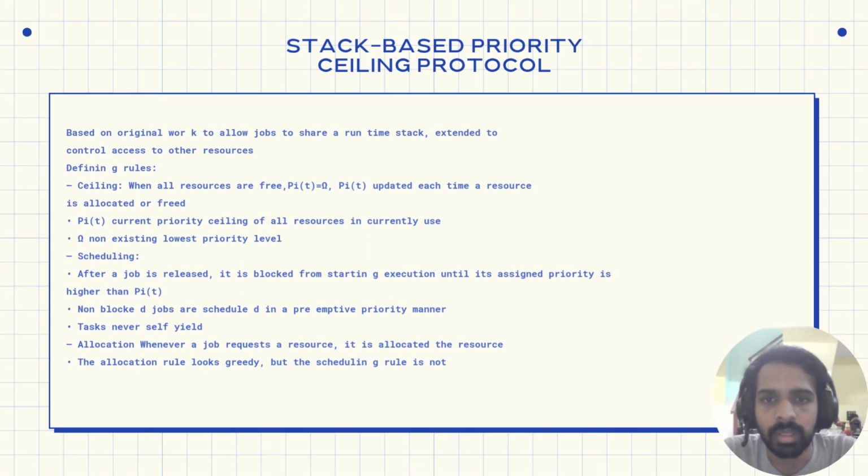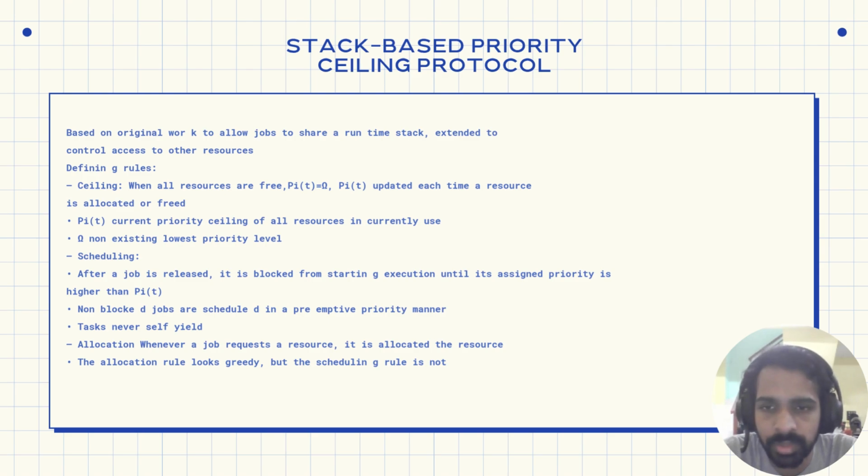So next we'll be looking at the stack-based priority ceiling protocol. It is based on original work to allow jobs to share a runtime stack, extended to control access to other resources. The ceiling is when all resources are free. Let's say π(t) equals Ω. π(t) is updated each time a resource is allocated or freed. π(t) is the current priority ceiling of all resources in current use. Ω is a non-existing lowest priority level.